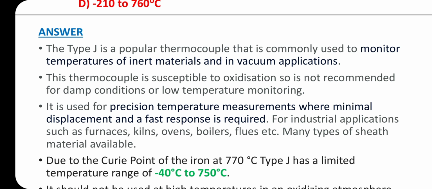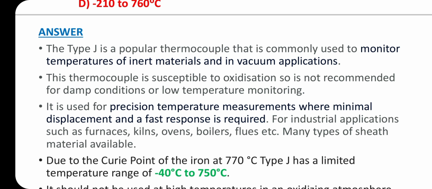It is used for precision temperature measurements where minimal displacement and a fast response is required, and for industrial applications such as furnaces, kilns, ovens, boilers, flues, etc. Many types of sheath material are available.